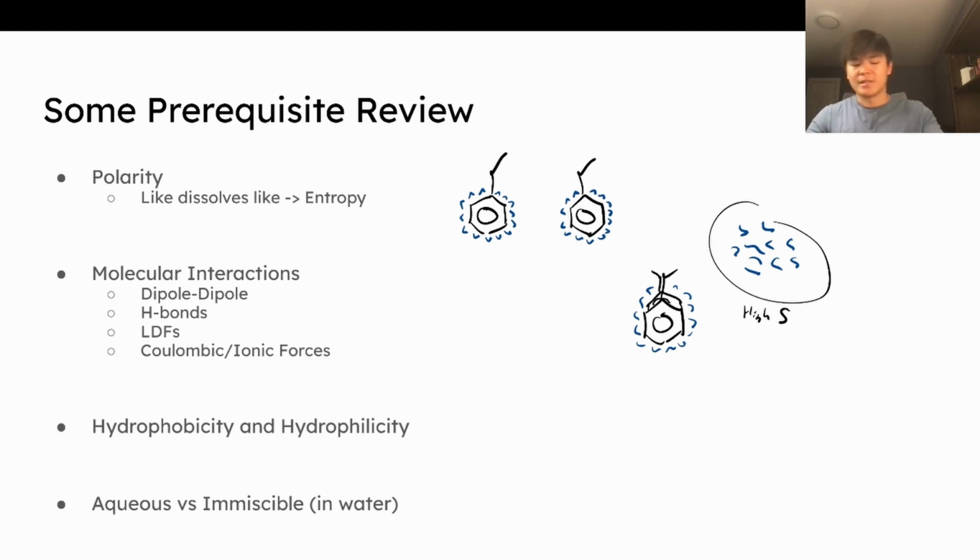And now I want to talk about molecular interactions. Probably should have talked about this first, to be fair. Either way, we have 4 types that we really want to talk about. Obviously, there's more, like metallic and covalent, but I just want to talk about 4.